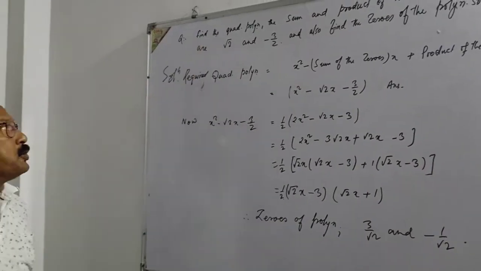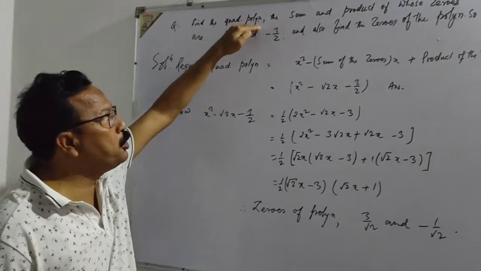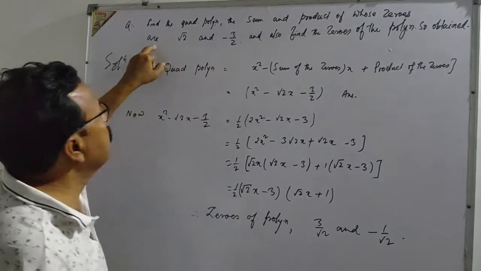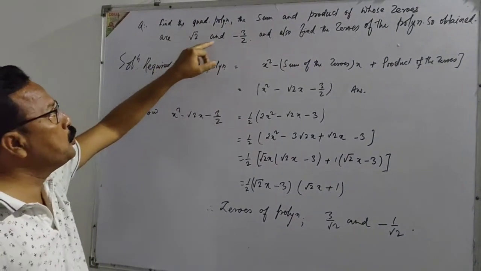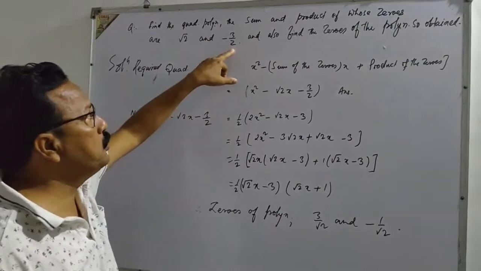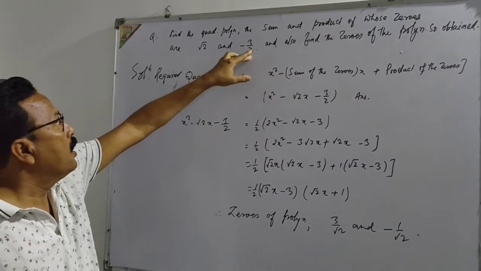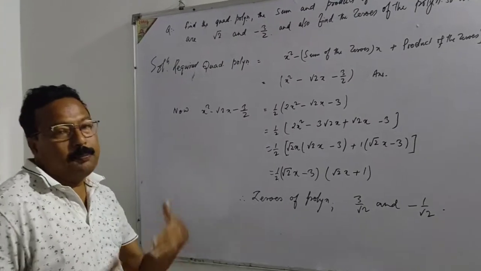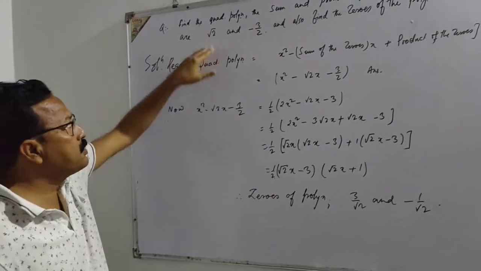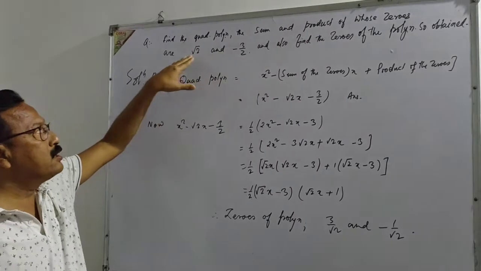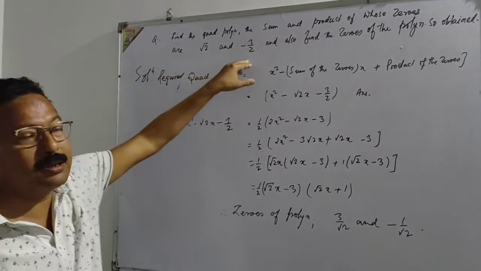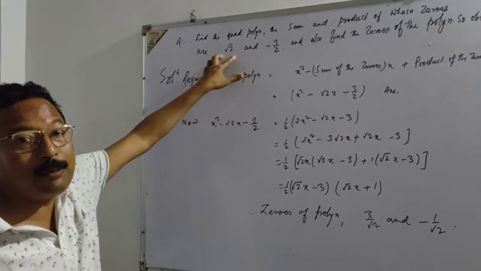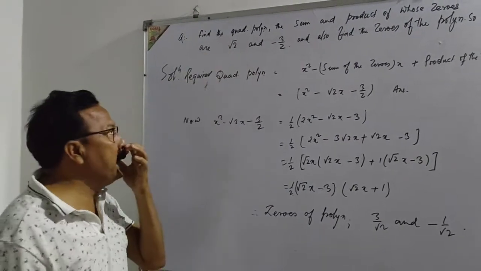Just we have another question here. Find the quadratic polynomial, the sum and product of whose zeros are √2 and -3 upon 2. Just here we have to find out a quadratic polynomial whose sum of the zeros is √2, and the product, that is alpha and beta, has value -3/2, and the value of alpha plus beta is given as √2.